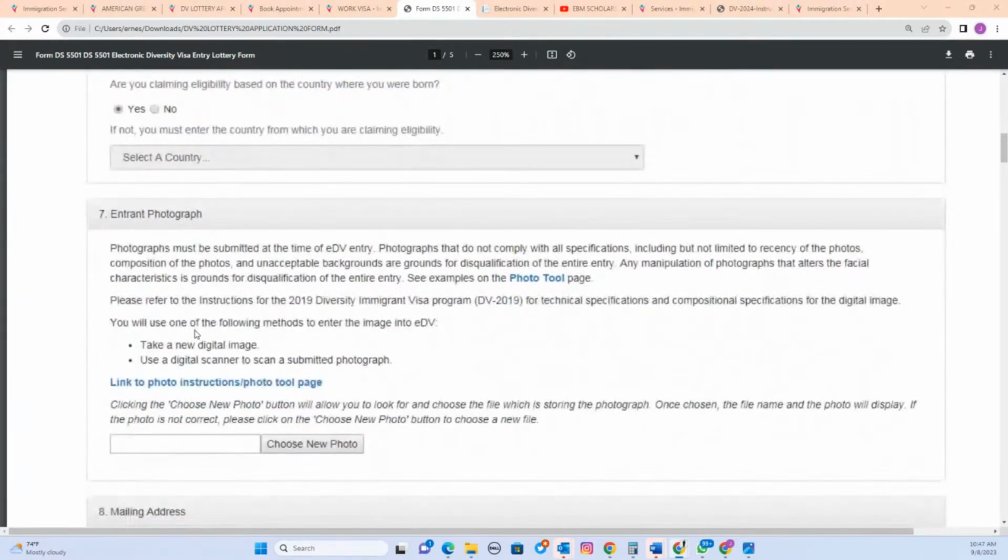Because there are some instructions, if you use the country of eligibility of another person, there are certain restrictions on that. So make sure the country of birth is the country of eligibility. By default, the answer is yes.